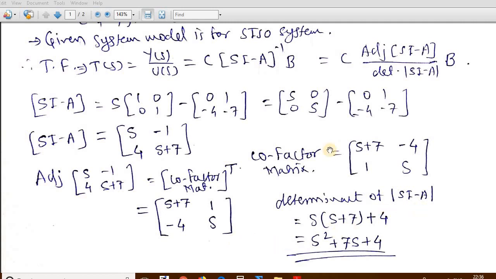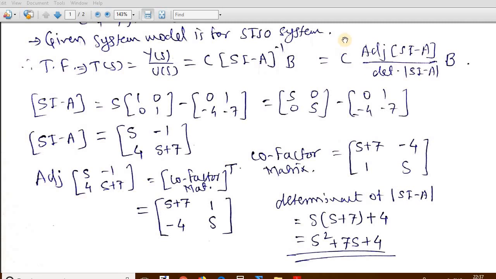Now we take the determinant of sI minus A. The determinant is s into (s plus 7) minus 1 into minus 4, so minus minus is plus, and 1 into 4 is 4. So s into (s plus 7) plus 4. Solving the bracket, we get s square plus 7s plus 4. This is the determinant of sI minus A, and it is going to be the denominator of the system.